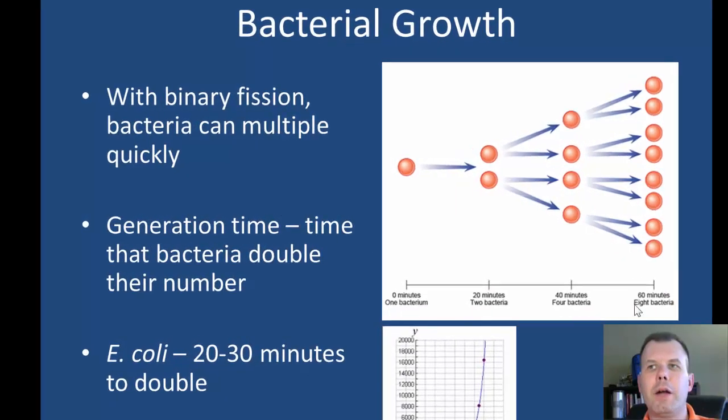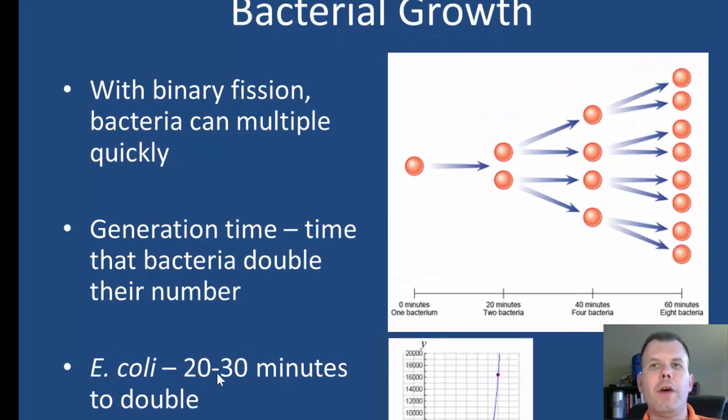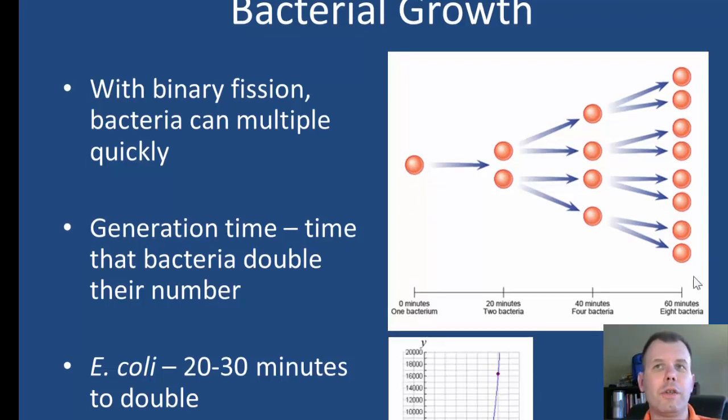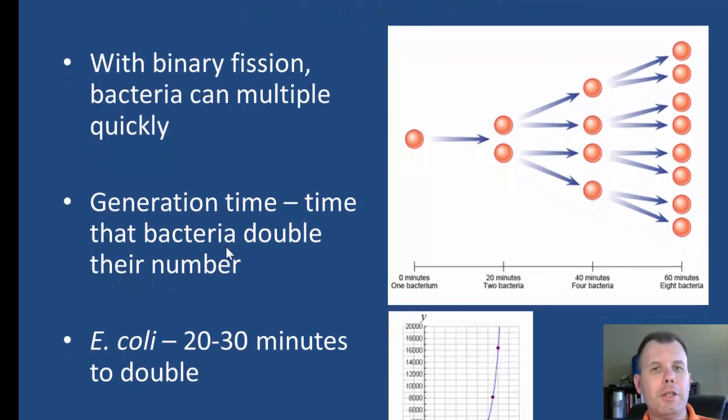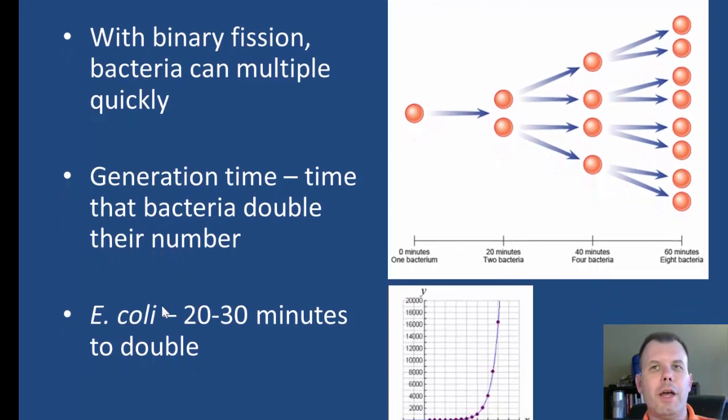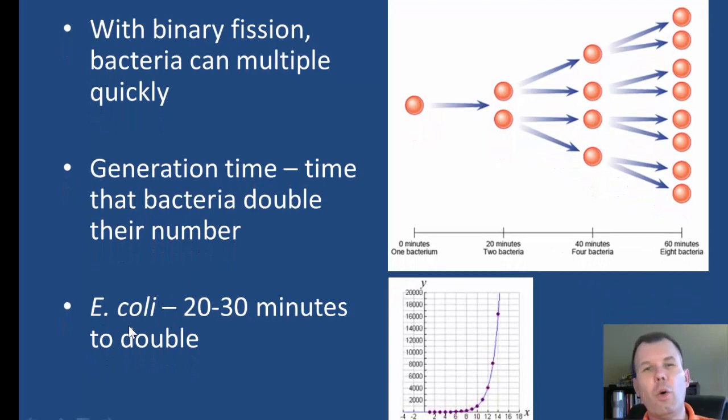You can see here that in 60 minutes, if you divide every 20 minutes, you go from one bacterium to, in this case, 8 bacteria. So you can think how quickly infections can occur. When we say that bacteria double in number, we call that their generation time. An example is E. coli, which can double in number every 20 to 30 minutes. So they replicate really, really fast. If you look at the numbers down here in this log curve, you can see that in a short amount of time you can have millions of bacteria coming from one cell.